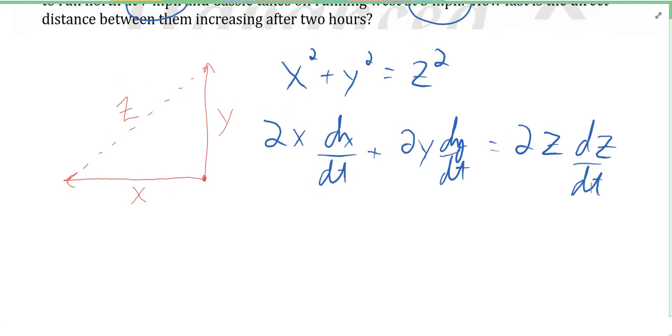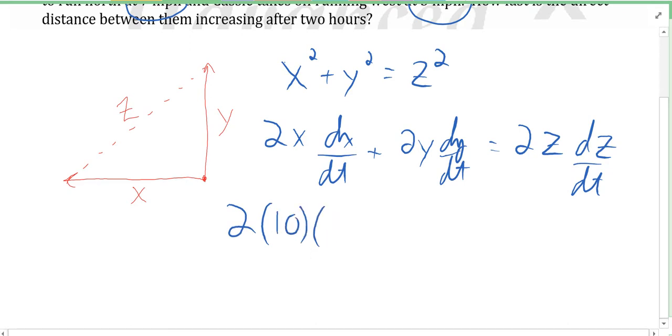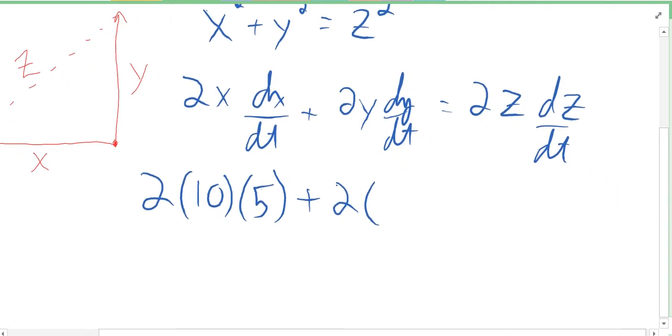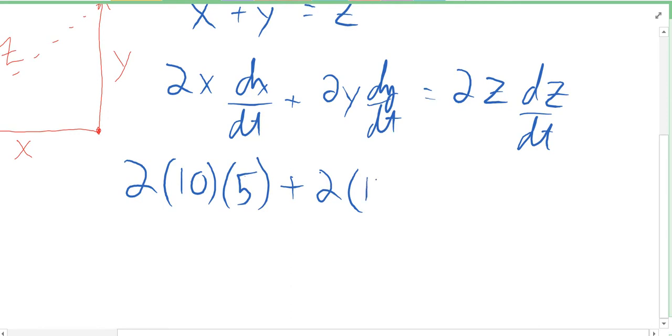So, what do we know here? Let's plug in all our variables. What's x? What's x, Chi-Chi? What is it? 10? Yeah. Sounds good. What's dx dt? 5. It is 5. Plus, what's y in this case? 14, because Cody is just flying 7 miles an hour. And dy dt is 7. Now the problem is we don't know z.